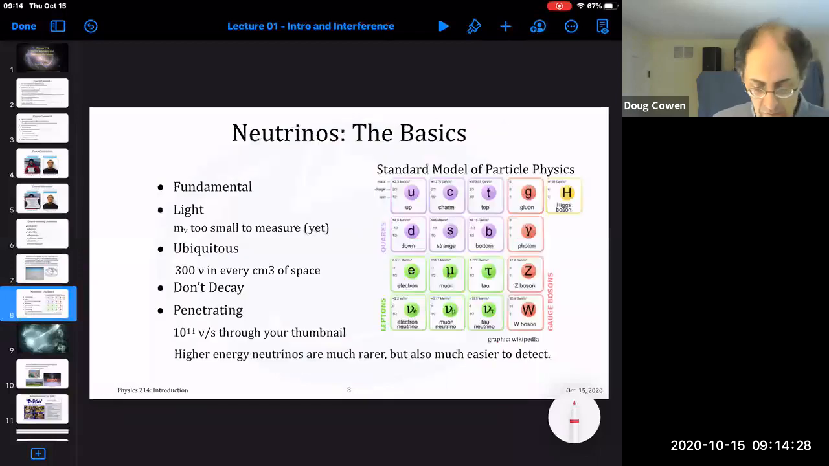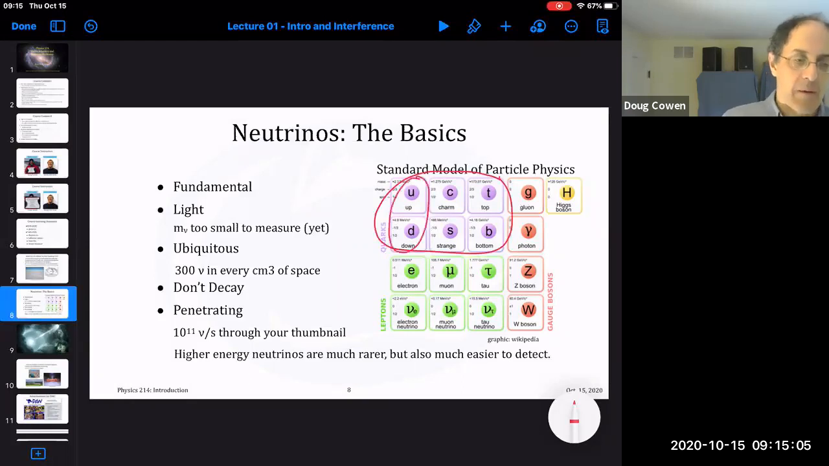Okay, so neutrinos, one could spend an entire course talking about them, and I'll just spend one slide here giving you the basics. So they're fundamental particles in the sense that in the standard model of particle physics, a picture of which is shown on the right here, there are 12 known fundamental particles. Fundamental means they don't decay. As far as we know, they're not divisible. They're not made up of constituent smaller particles. There are 6 so-called quarks, 2 of which, the up and down quark, make up most of nuclear matter, like neutrons and protons.